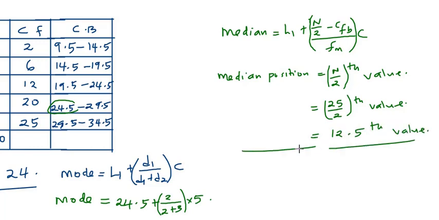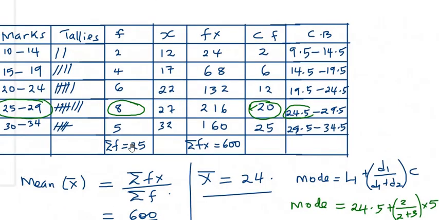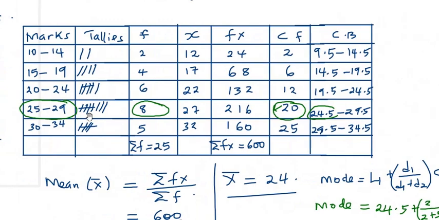So where do we read the median position from? The median position is read from the cumulative frequency. So from here we now have the median being equal to, let's first read the 12.5. This is the cumulative frequency. 12.5 can't lie here. So 12.5 is a value that is inside here. Right? So our median class is a class of 25 to 29.